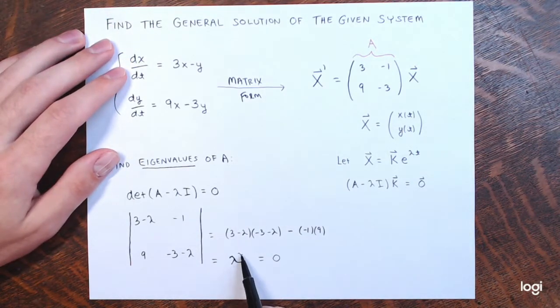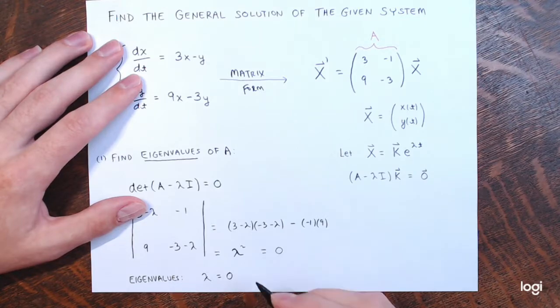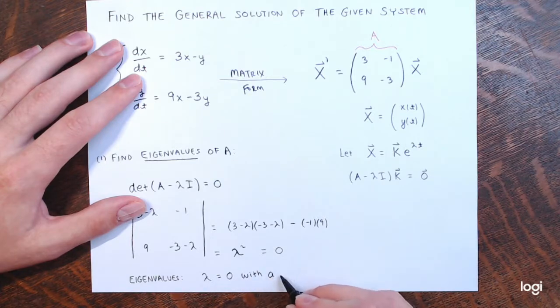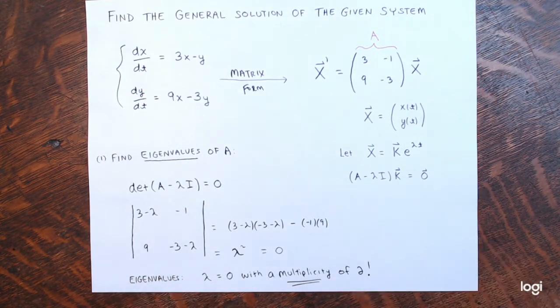Well, lambda squared, the only way that's going to be equal to 0, and these will be my eigenvalues. The only solution to this equation is lambda equals 0. But notice it's lambda squared, so there are two factors that this value of lambda makes 0. So this is an eigenvalue with a multiplicity of 2. It's not like the previous video where I had two different real eigenvalues. I have the same eigenvalue twice, 0 and 0 again. A repeated eigenvalue.